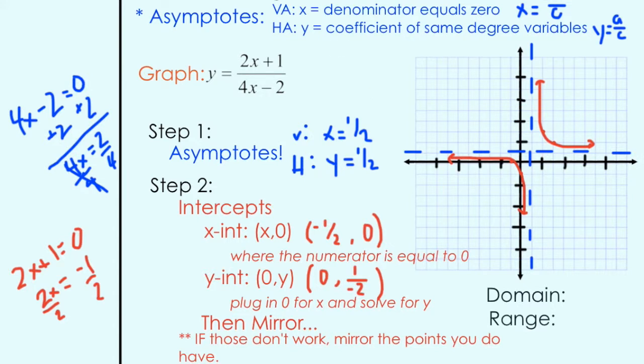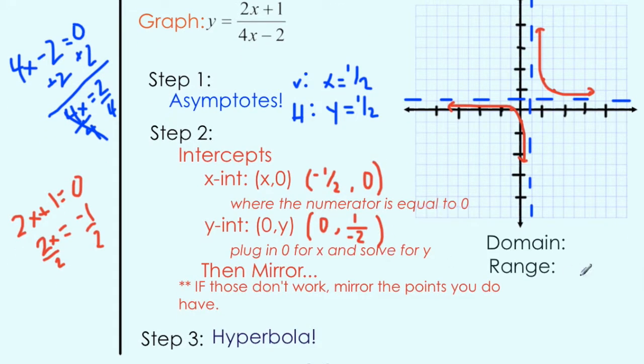All right. Domain and range. Our domain and range is always wherever the asymptote is not. So again, my domain is all real numbers as long as x is absolutely not 1/2. And my range is all real numbers as long as y is absolutely not 1/2. All right. If you need to, you can pause the video. Otherwise, we're just going to keep on keeping on.